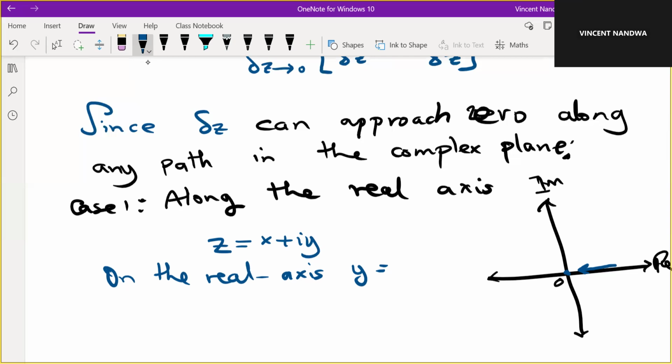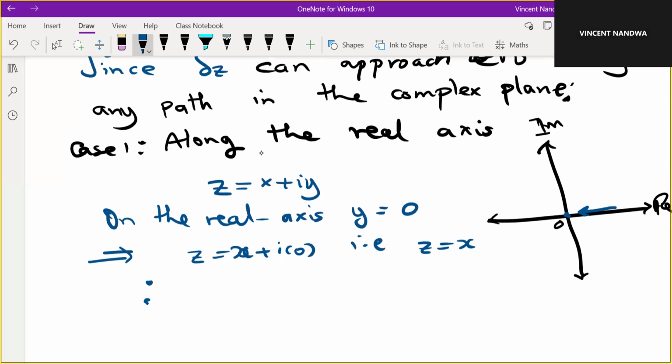So on the real axis, y is 0. So this implies z is the same as x plus i times 0, which simply means z is the same as x. So if you are on the real axis, z is just the same as x. Therefore, delta z will just be the same as delta x. The change in z will just be equivalent to the change in x because the values of y on the real axis are 0.